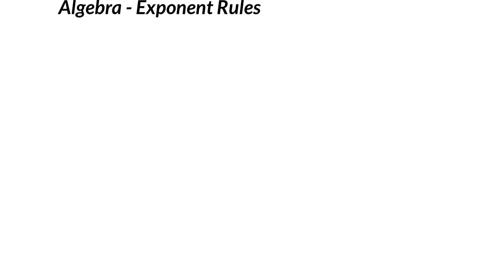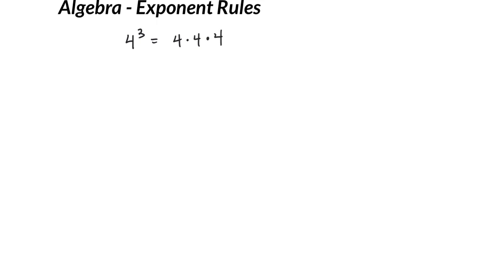I want to talk about some of the exponent rules you'll encounter in algebra. And I want to briefly talk about why they work the way they do, and then how we can use them. All right? So, first of all, let me just remind you that if I write something like 4 to the third power, what that means is that I am taking 4 and multiplying it 3 times.